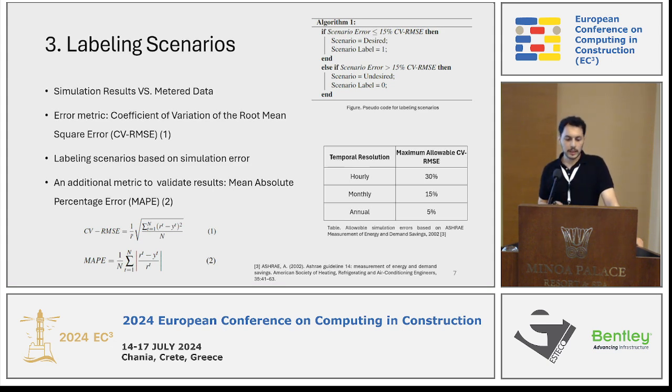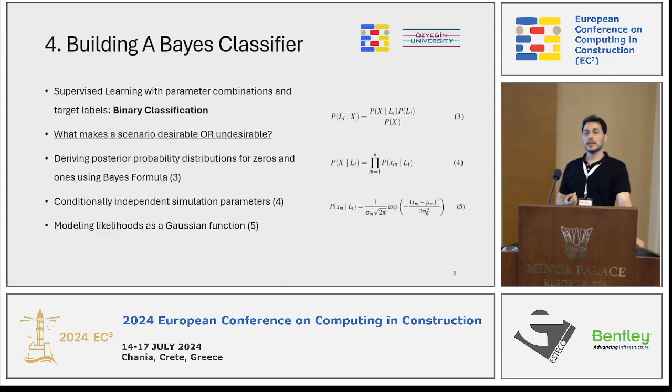Based on this, we labeled the scenarios having less than 15% of CVRMSE with label 1 and 0 otherwise. The label 1 scenarios are considered as desired, and the other scenarios are considered as undesired scenarios. We also utilize another evaluation metric called mean absolute percentage error to validate our simulation results. So once we label each scenario, the optimization becomes a binary classification task where the features are the combinations of the simulation parameters and the targets are the labels.